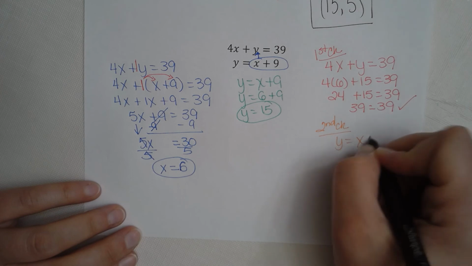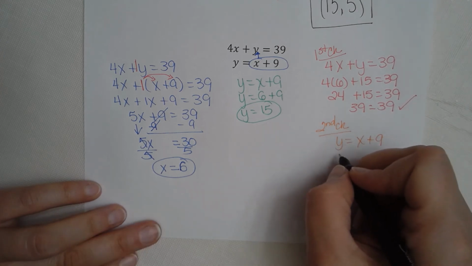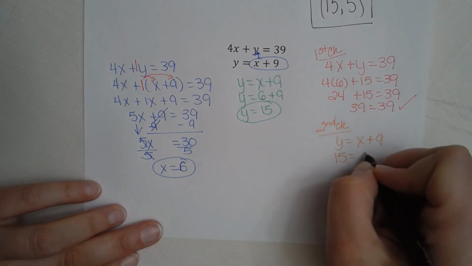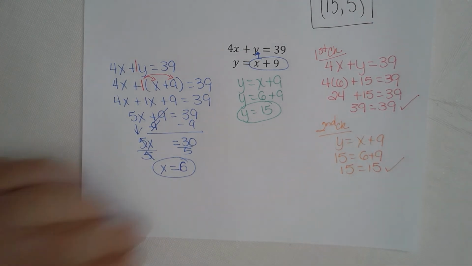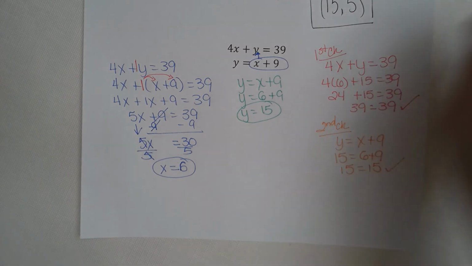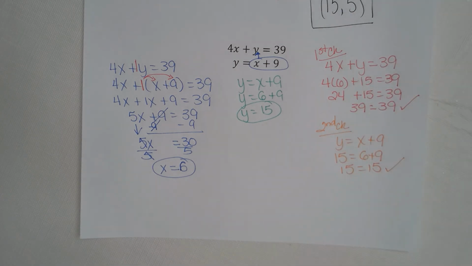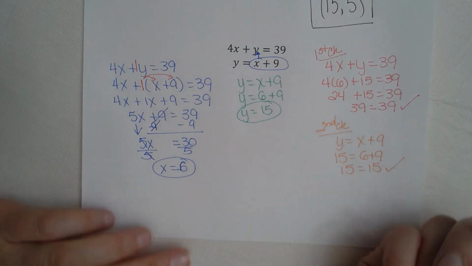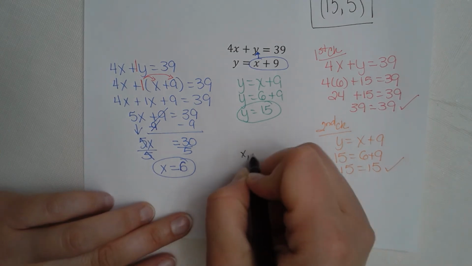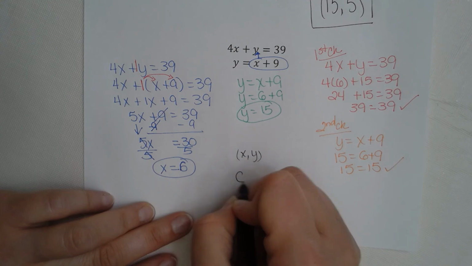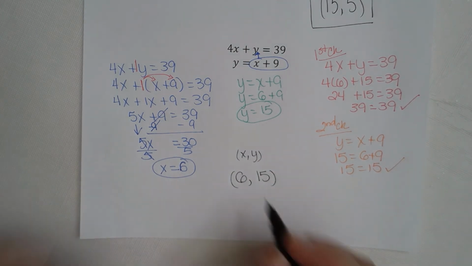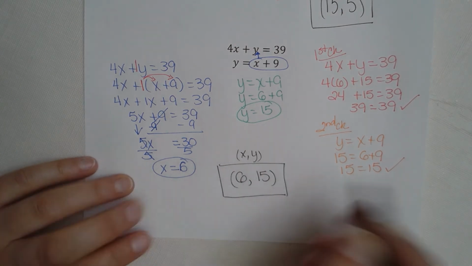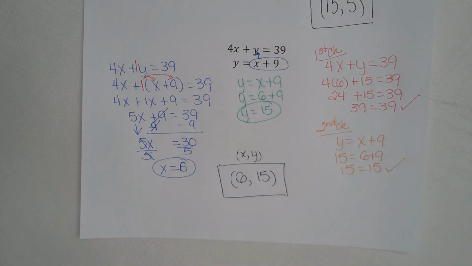We're going to rewrite it and then replace. So this is 15 equals 6 plus 9. 15 equals 15. Last but not least, we do have to label our answer. So guys, remember it's y over x, so that would be 6 comma 15. Make sure you've got parentheses around it, and I always just like to box it in so that I know that that is it.